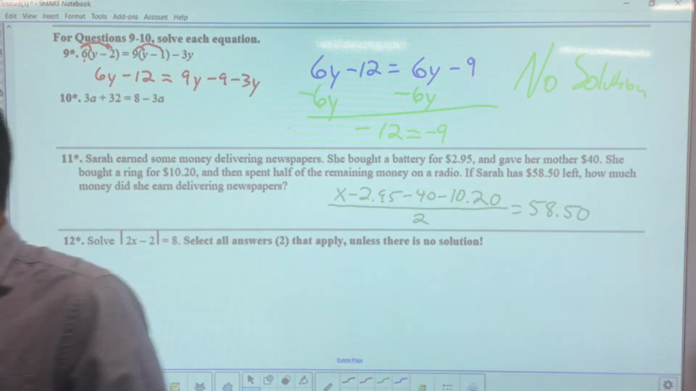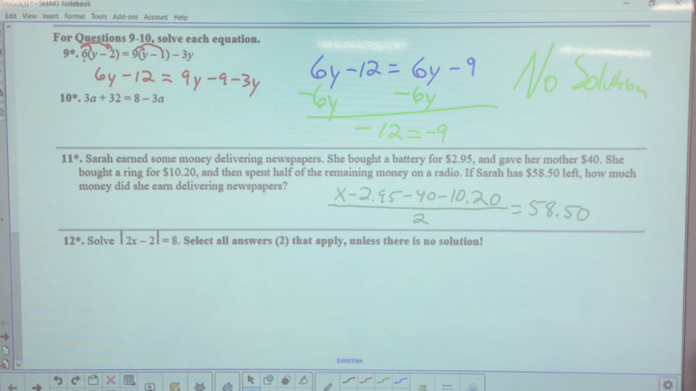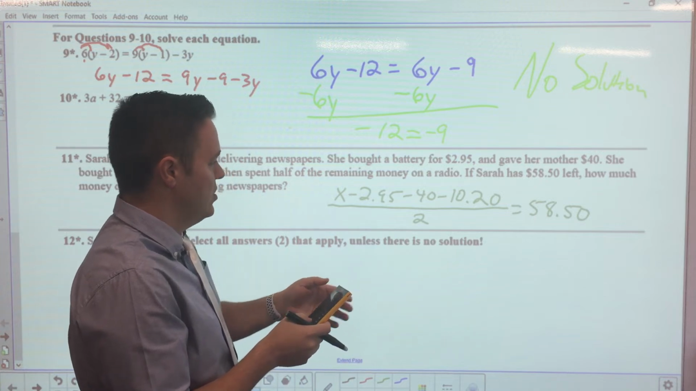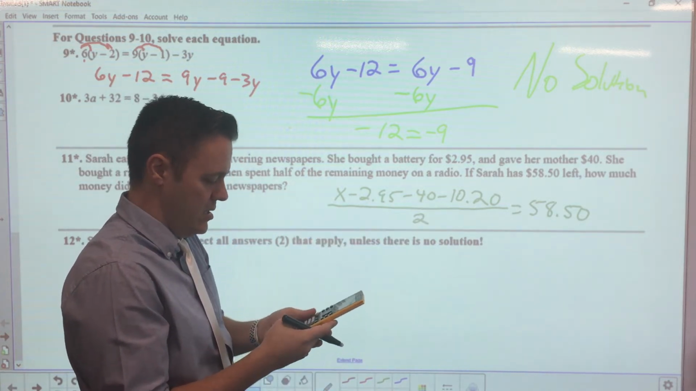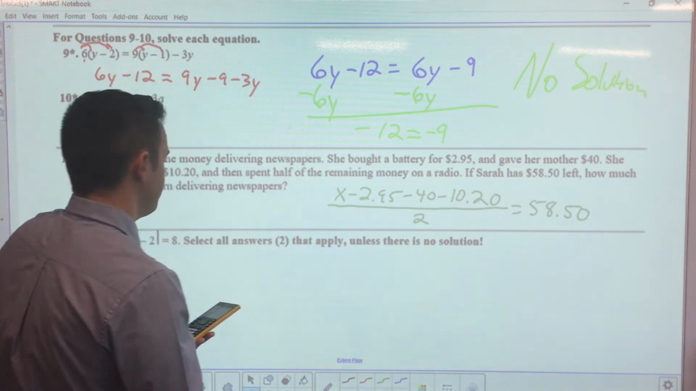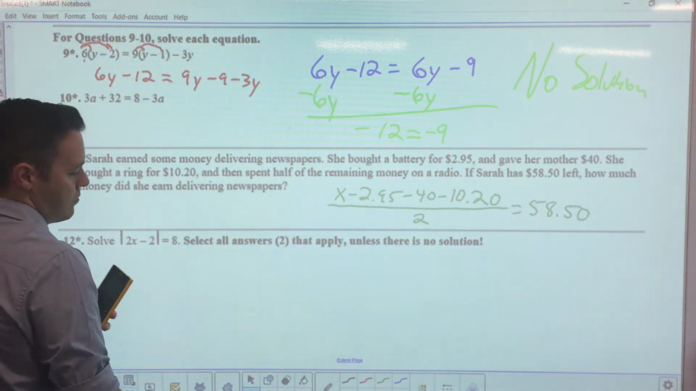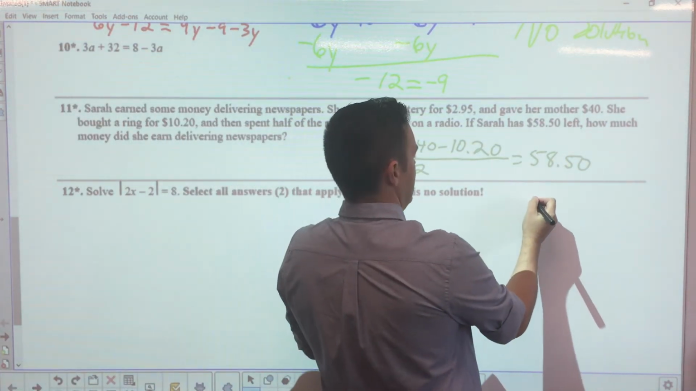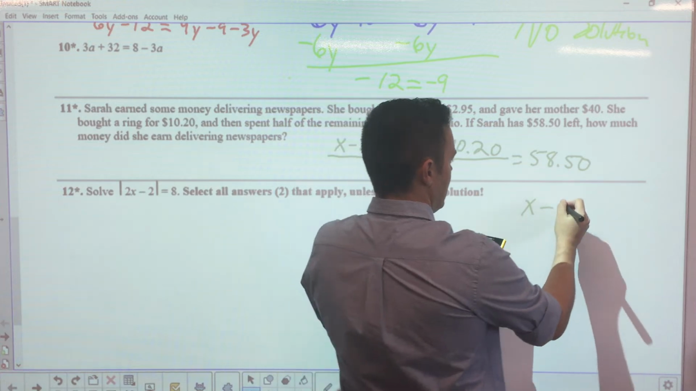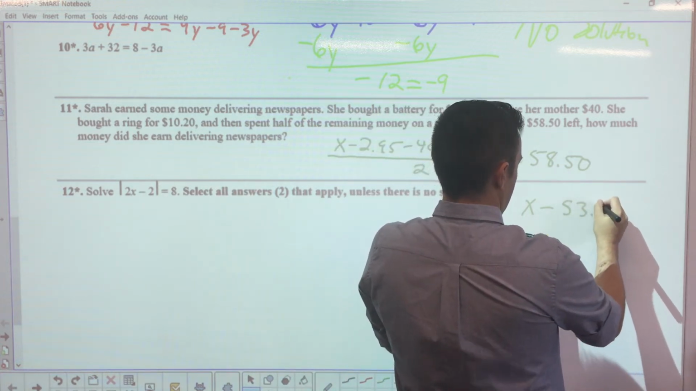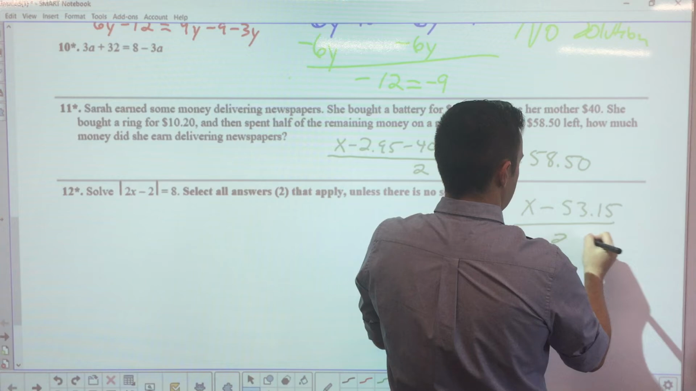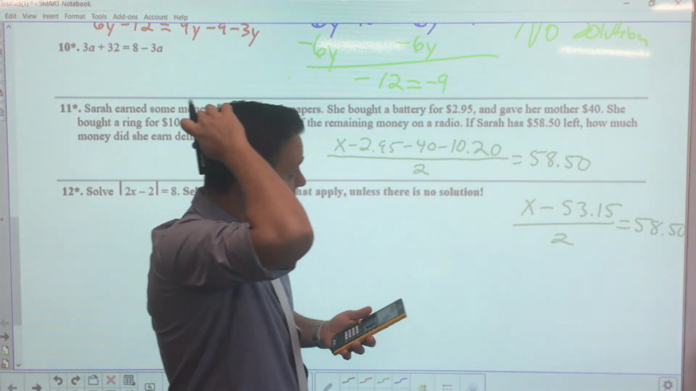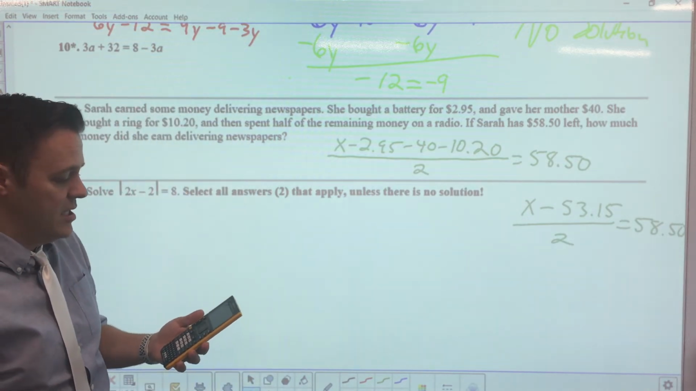Now, let me get the calculator, stuck it over here, and let us figure out this total up here. Let's simplify this equation. So 2.95 and 40 and 10.20. All right, let me write it down here so I have more room. So this is going to be x minus, and then my total comes out to be 53.15, all divided by 2. That equals 58.50.